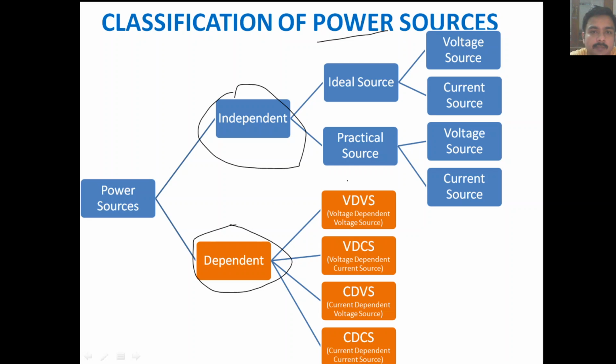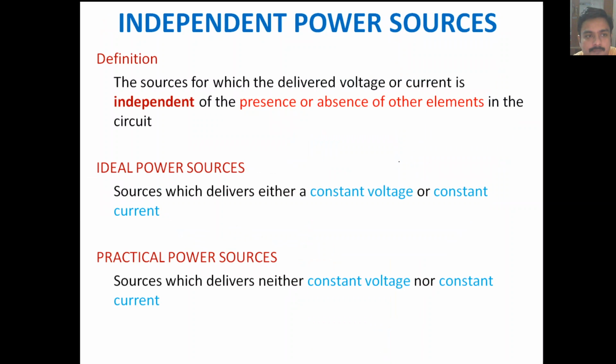So if the elements are dependent upon voltage, they will be known as voltage dependent sources. There can be two sources which are dependent on voltage, the voltage dependent voltage source or the voltage dependent current source, and the second class of dependency can be on current. So they can be further classified as current dependent voltage source or current dependent current source. Now the ideal source cannot be a power source or any other source, it can only be a voltage or current source. Similarly, the practical source will also be a voltage or a current source.